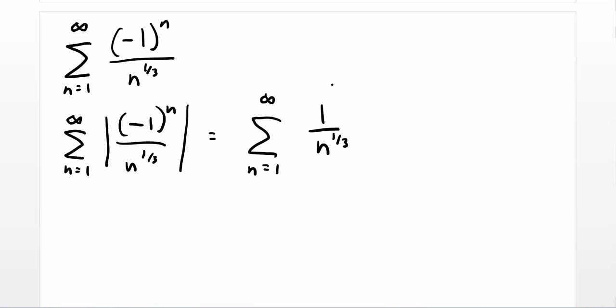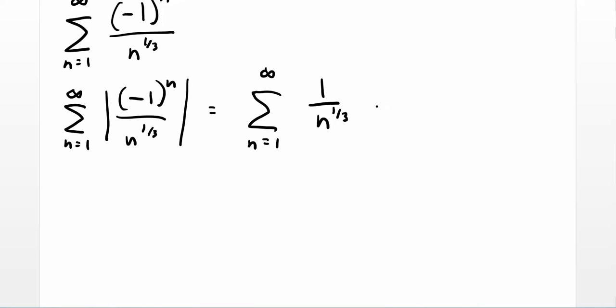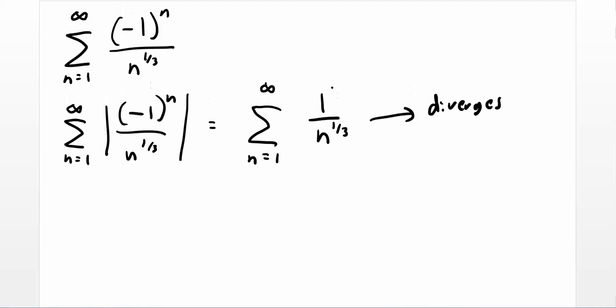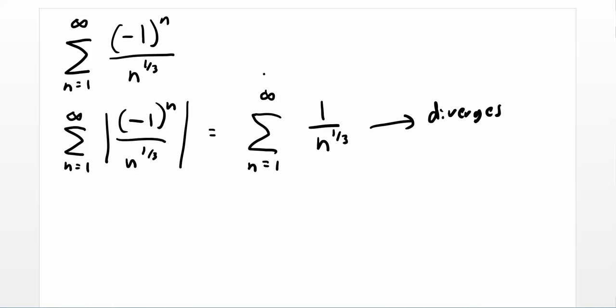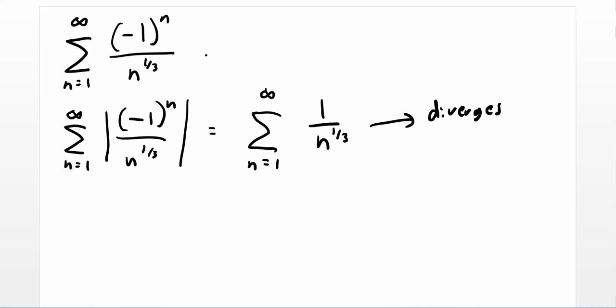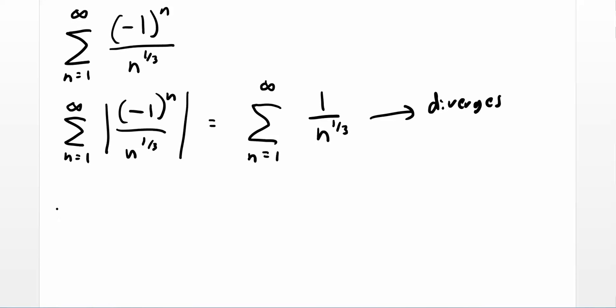Now, what does this series do? Well, this diverges because it's a p-series with p less than 1. So right now we are saying that this series diverges, but it doesn't mean that our original problem diverges. Our original problem can still converge conditionally. So we're going to apply the Leibniz Criteria to test for conditional convergence.